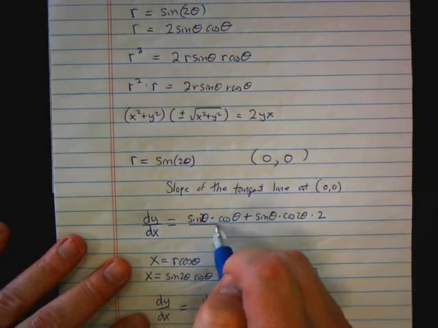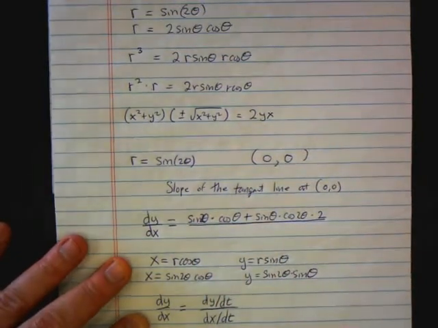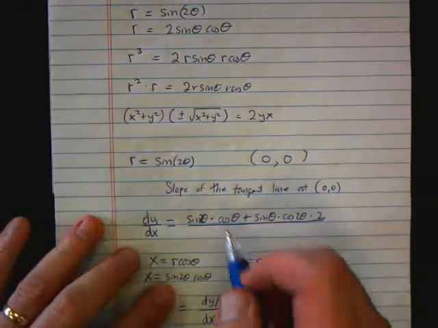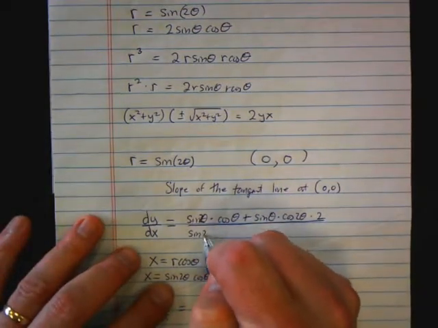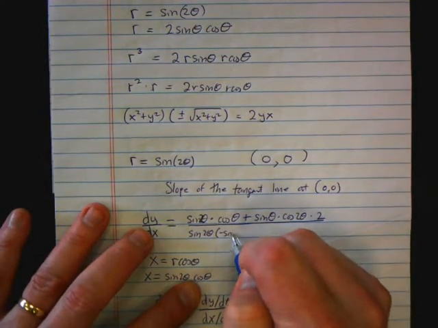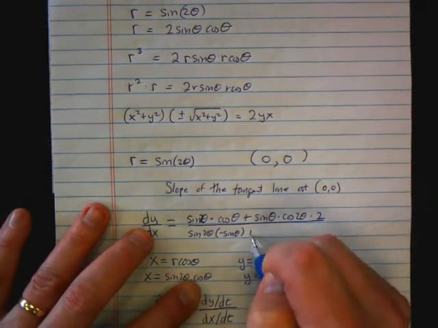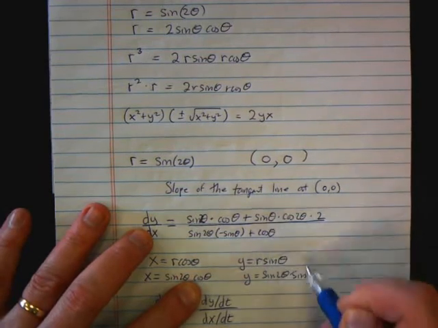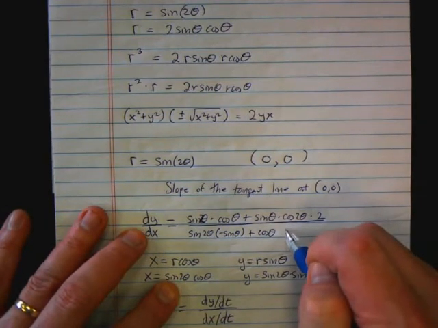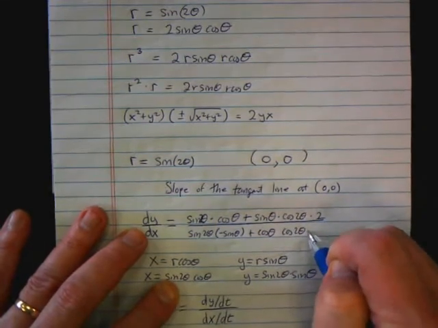Now I have to divide by dx d theta. Same thing, I use the product rule. I leave the sine 2 theta alone. I take the derivative of cosine. The derivative of cosine is negative sine. Plus, then I leave the cosine theta alone. I take the derivative of sine 2 theta. That's cosine 2 theta times 2.